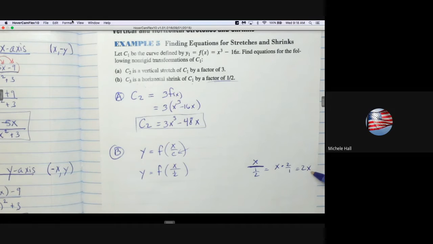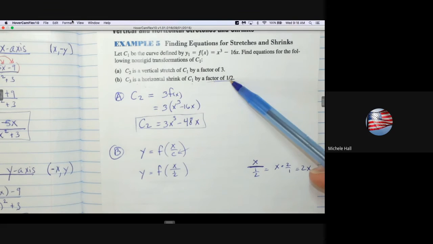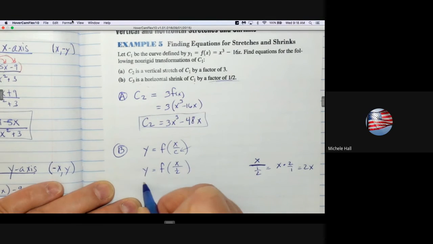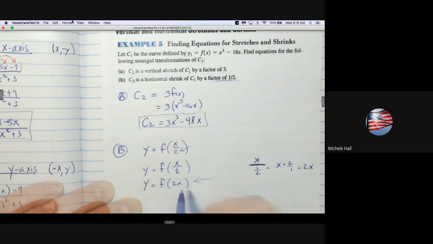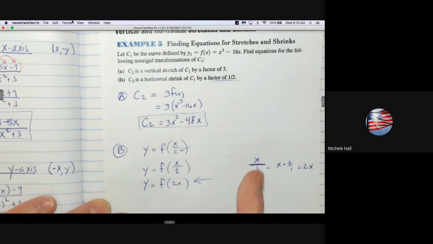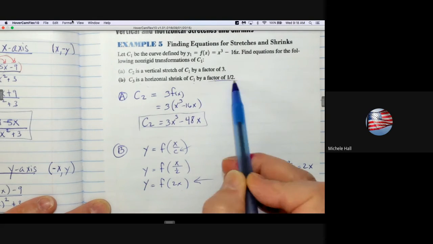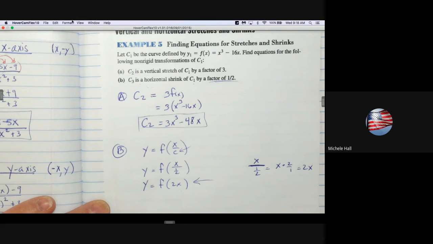Here we can see that now it's starting to line up with the way that the foldable is saying. To be a factor of a half, we're actually multiplying the x values by 2. It's that opposite thinking. So we have y equals f of 2x. This is all right. So multiplying by 2 on the x is actually a shrink of a half. It's that opposite way of thinking.